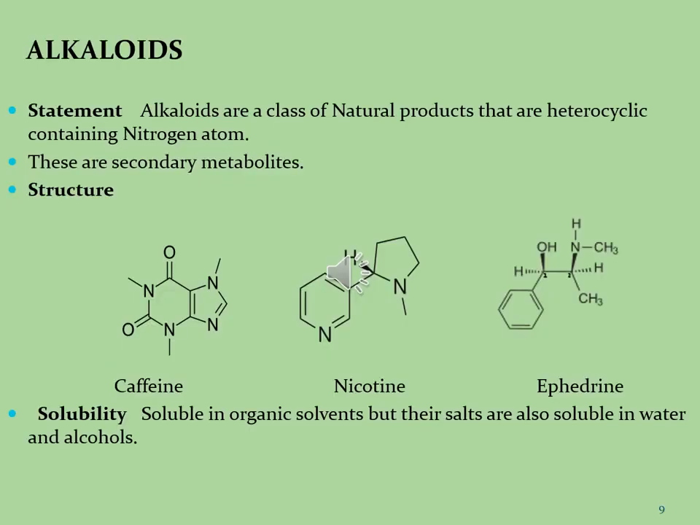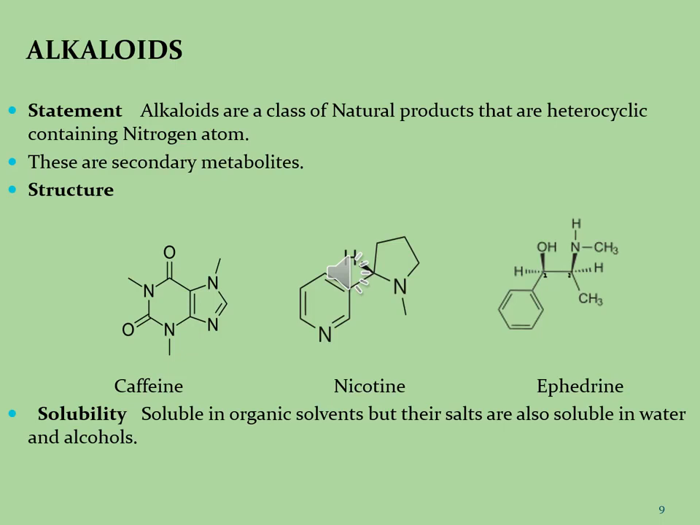Now come to the real topic, that is alkaloids. When we see the statement of these molecules, we observe that all the phytoconstituents that have a nitrogen atom within the heterocyclic ring system are generally known as alkaloids. These are secondary metabolites.